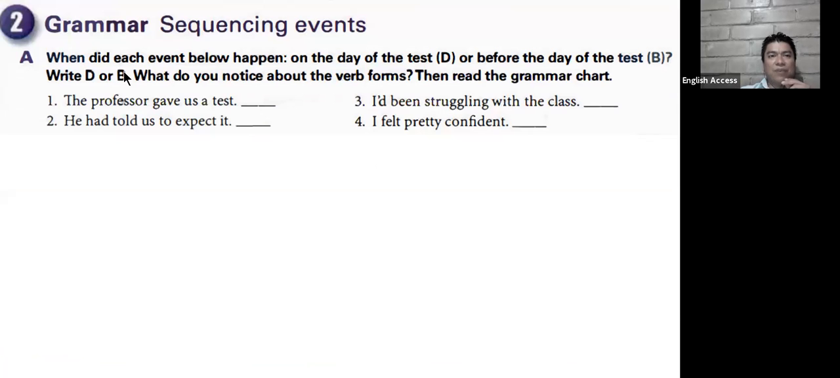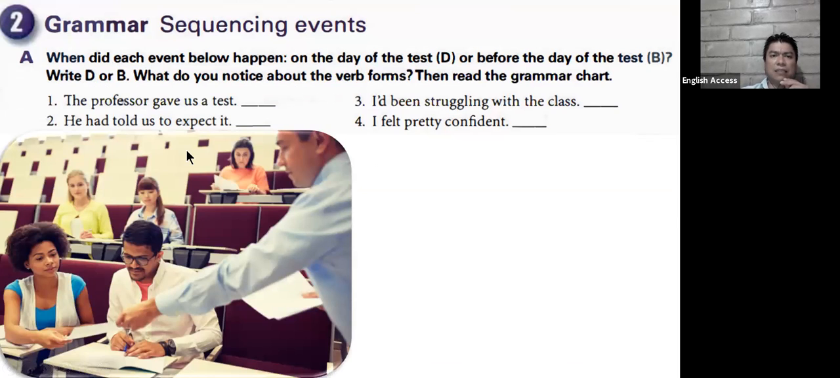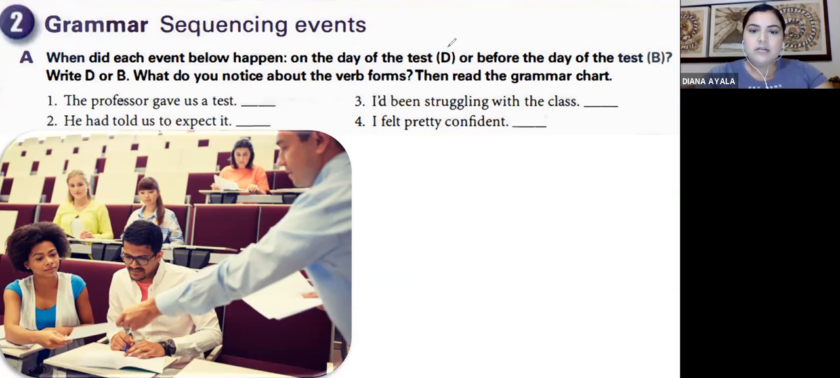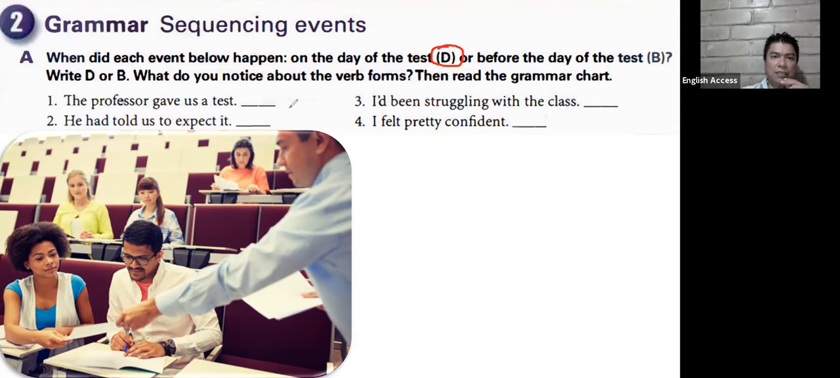Now, grammar. Sequencing events. When did each event below happen? On the day of the test or before the day of the test? Write D or B. What do you notice about the verb forms? Number one, the professor gave us a test. Is that D or B? D, during. The day of the test. Yeah, the day of the test.